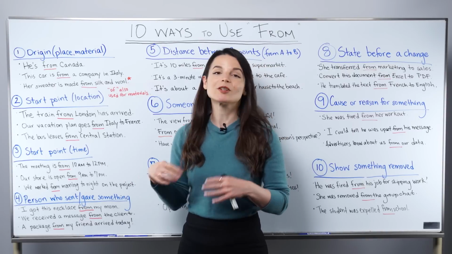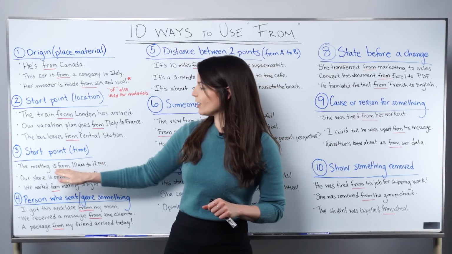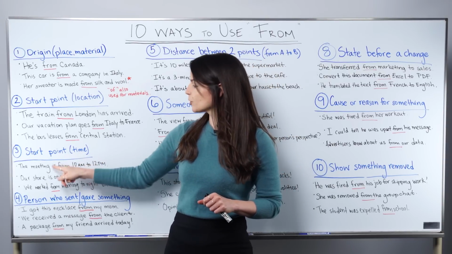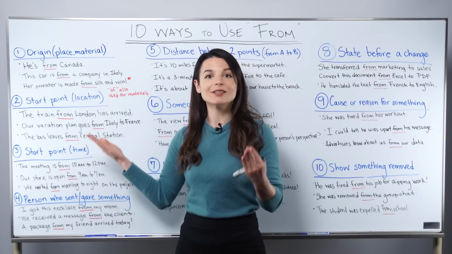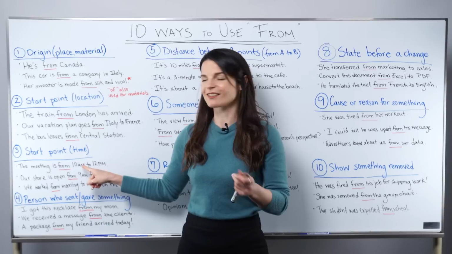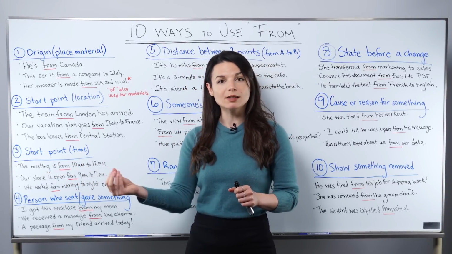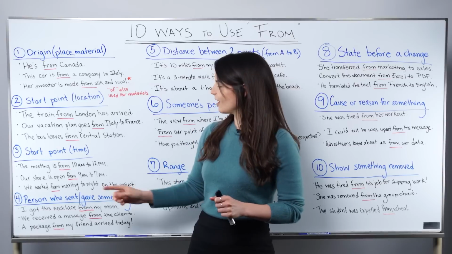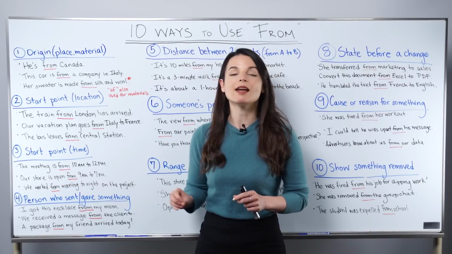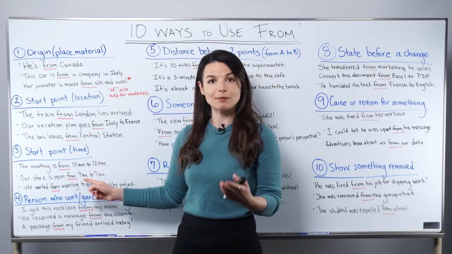So we use this when we're talking about schedules a lot. For example, first, the meeting is from 10 a.m. to 12 p.m. So from shows the start point in terms of time. The meeting starts at 10 a.m. is another way to say this. We mark the start point with from. The same is in the second example sentence here. Our store is open from 9 a.m. to 7 p.m. Again, we mark the start point in terms of time here.